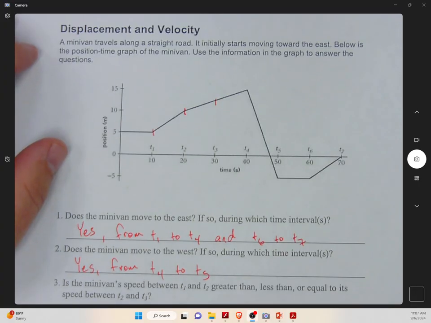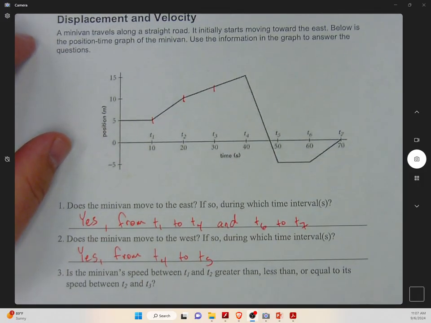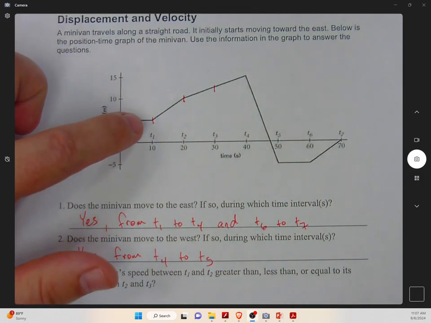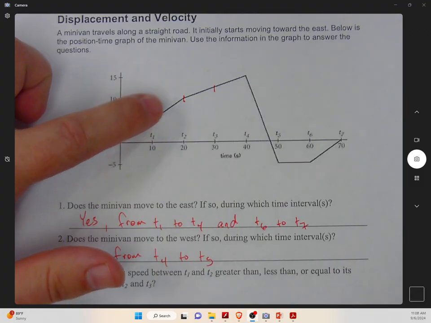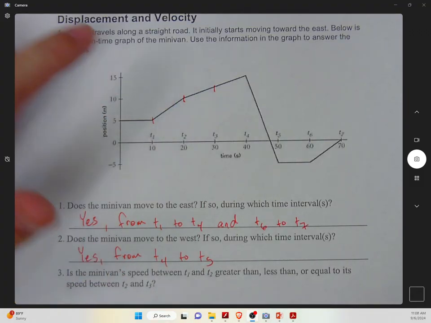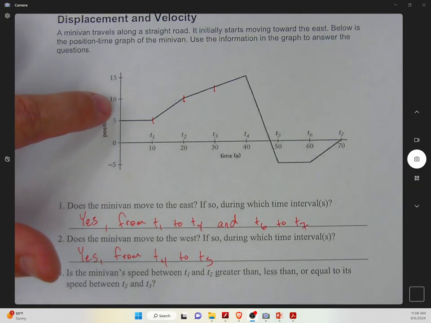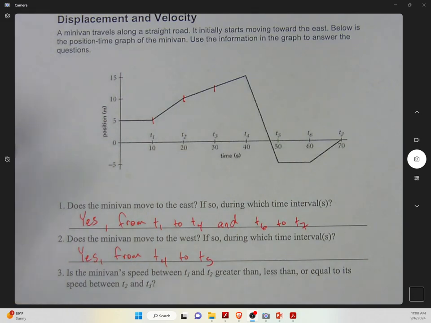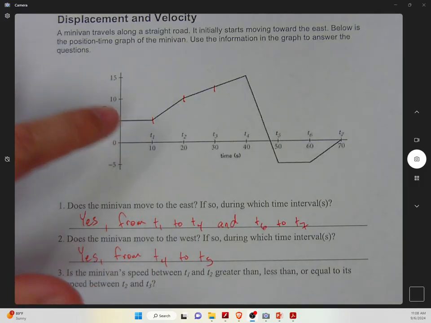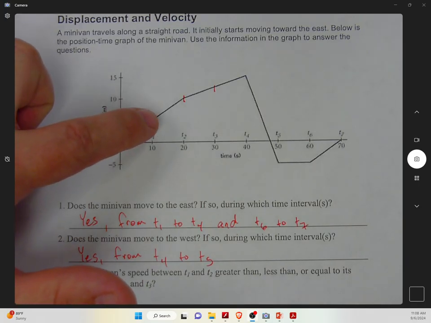Now, as we're getting ready to move into acceleration, it's important to note that from T1 to T2 and from T2 to T3, there is movement. You can tell that there's movement because there is a change in position. Okay? Now, this question is about their speed, the rate at which their position is changing. And so we can approximate that by the slope of this line.